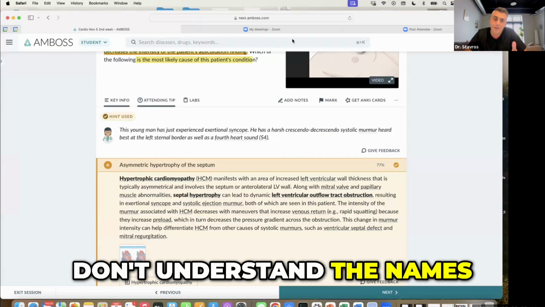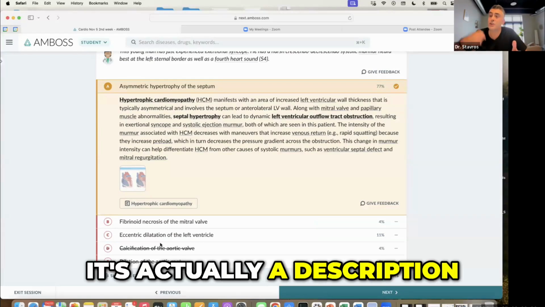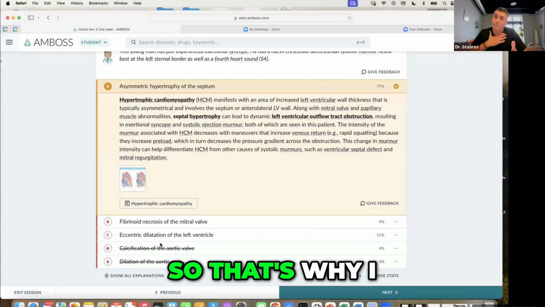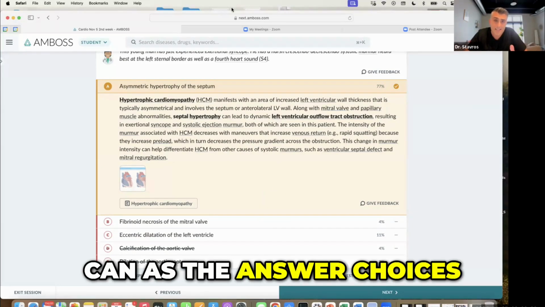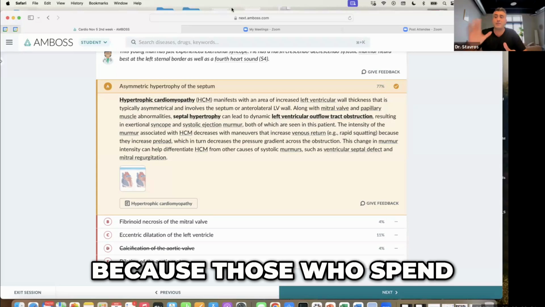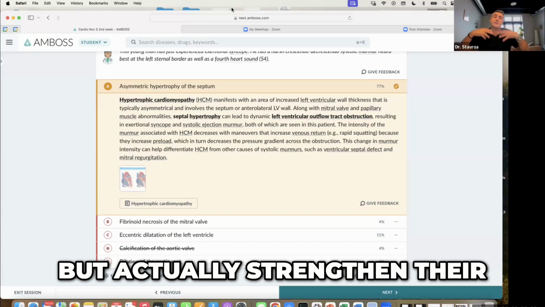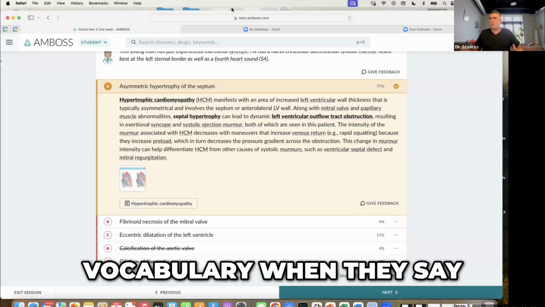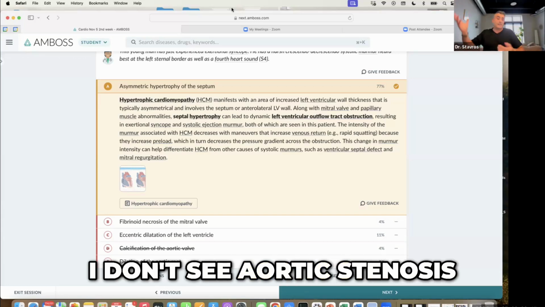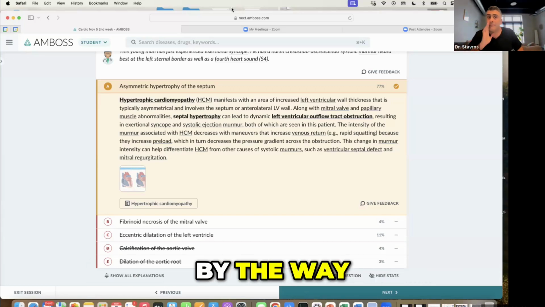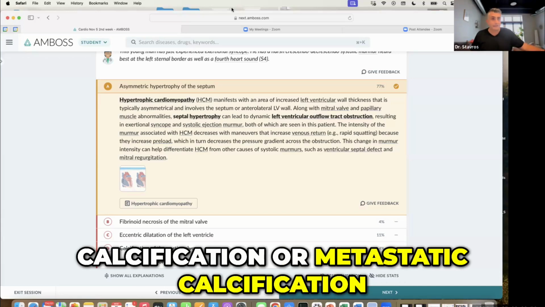They don't understand that the names of the conditions are not listed in the answer choices. It's actually a description of the condition. So that's why I push heavy on all of you to really focus on reviewing as much as you can the answer choices, because those who spend time reviewing the answers not only strengthen their basic sciences, but actually strengthen their vocabulary. They say, well, I don't see Marfan's, but I see dilatation of the aortic root. I don't see aortic stenosis, I see calcification of the aortic root. By the way, the aortic stenosis, is it a dystrophic calcification or metastatic calcification?